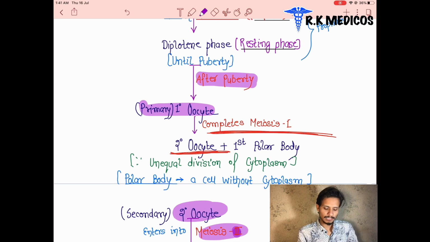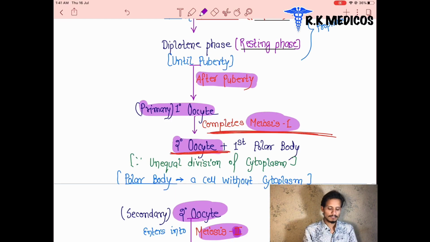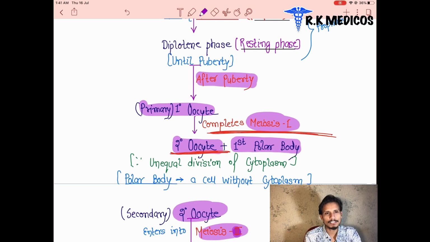meiosis 1 basically. And there is also the formation of a small polar body that is called the first polar body. It is formed during the formation of the secondary oocyte. The polar body forms due to the unequal division of cytoplasm. The cytoplasm present in our primary oocyte gets divided into two parts. One is in the secondary oocyte, and the other one is in the polar body, which is the smaller cell.